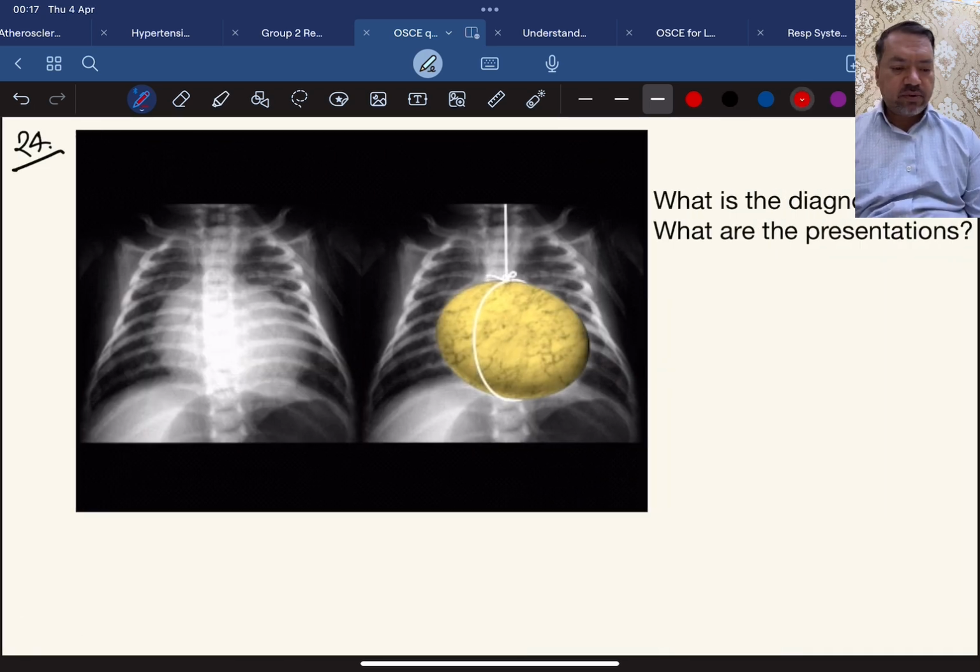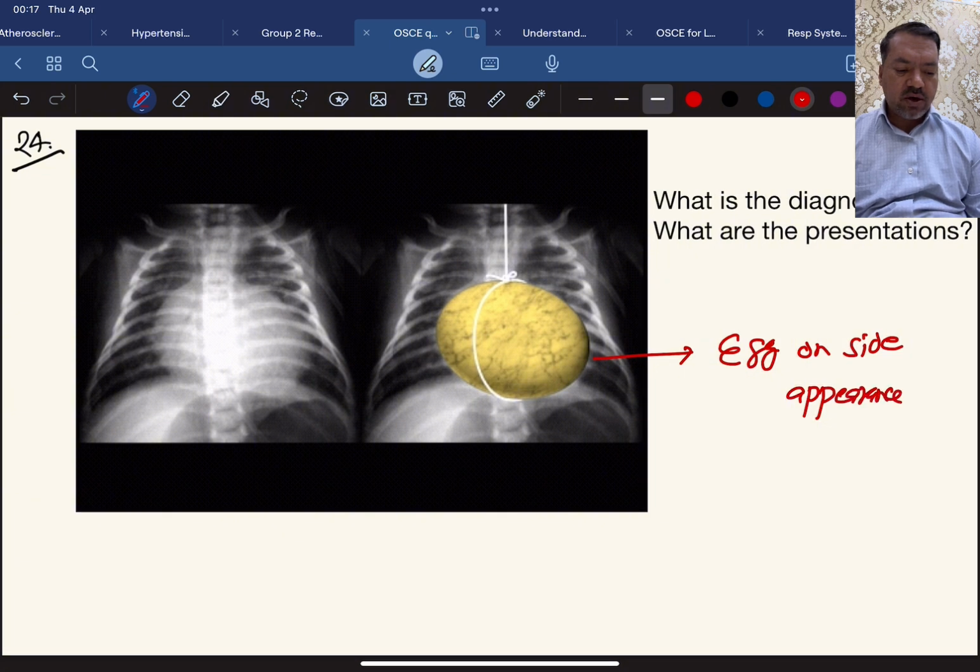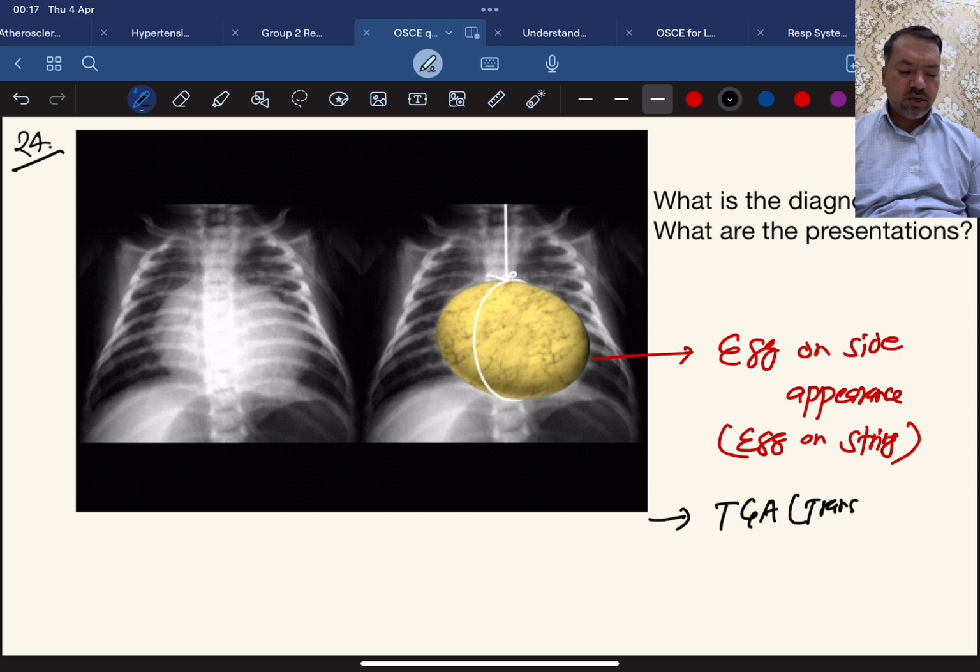Now there is one case from the cardiovascular system. This is one of the typical cases. Okay, this is the spot diagnosis actually. This is called egg on side appearance, or egg on string appearance. Okay, so if this much information is given to you, now directly you can say this is a case of TGA, transposition of the great arteries.